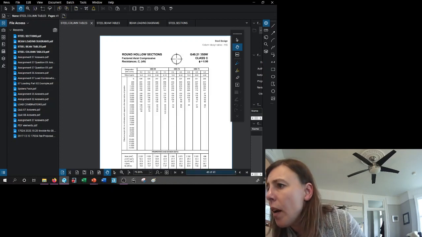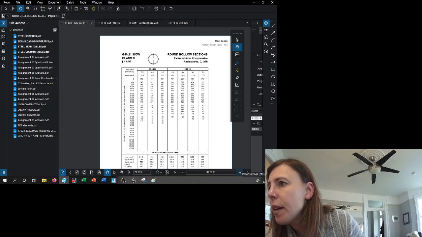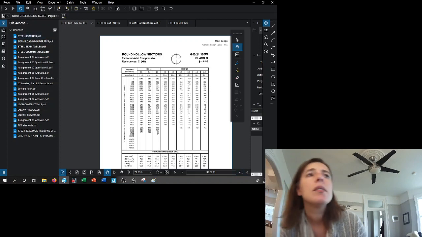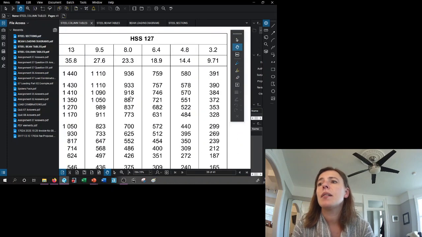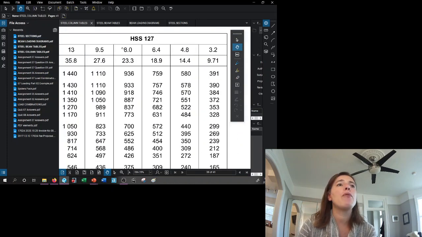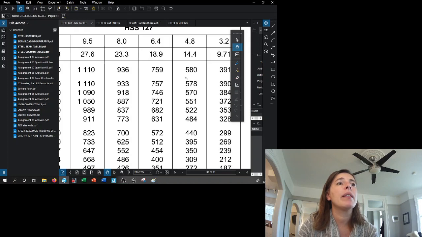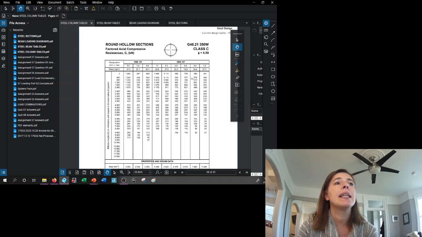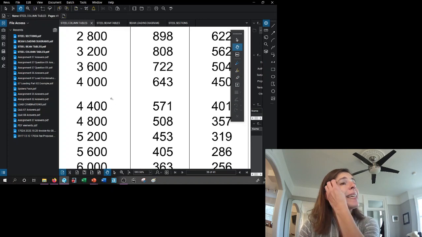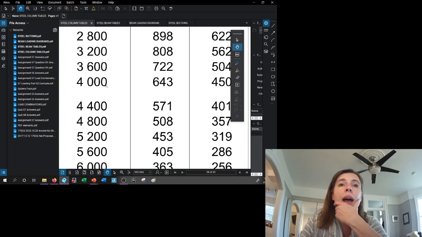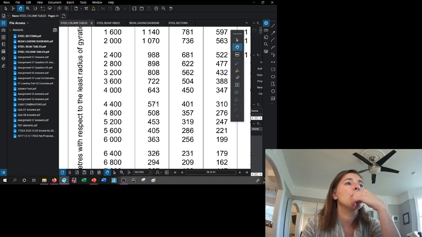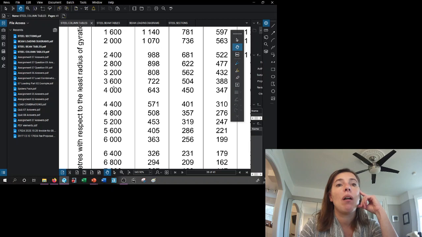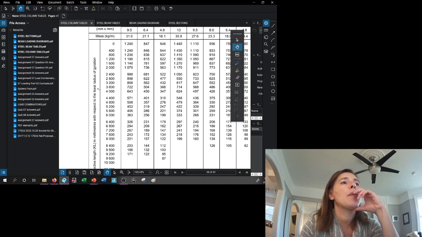Let's see where we've got. Oh, look, I came up pretty close here. So, HSS 127 by 4.8. We can see at 0 millimeters long, it's got 580 kilonewtons capacity. They asked us about 3,975 millimeters tall. So somewhere between 3,600 and 4,000 millimeters tall, or 4 meters, pretty close to 4 meters.